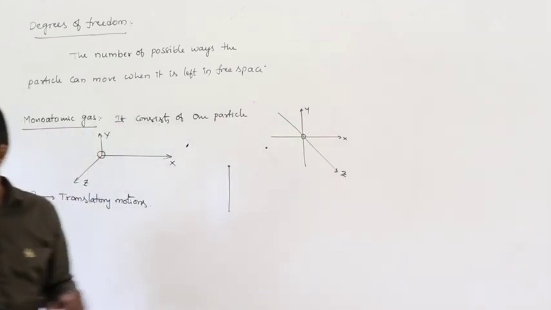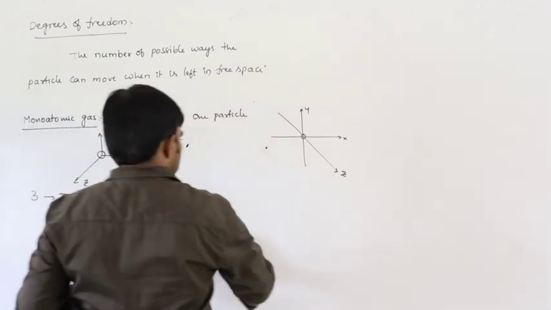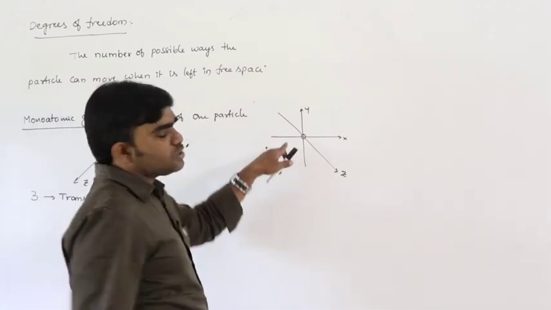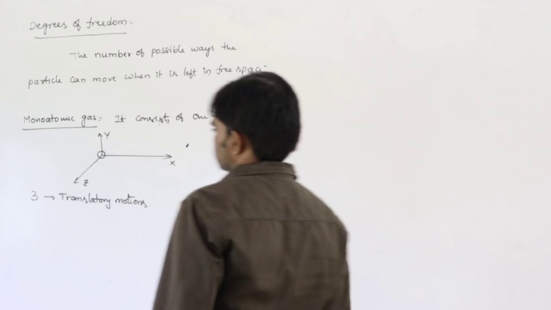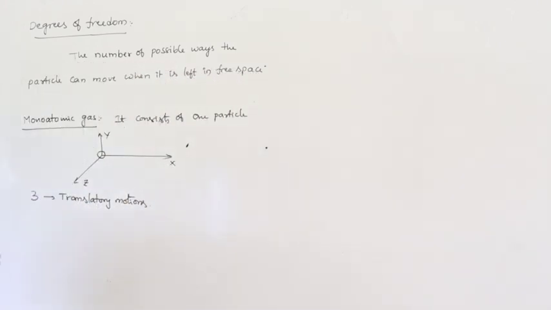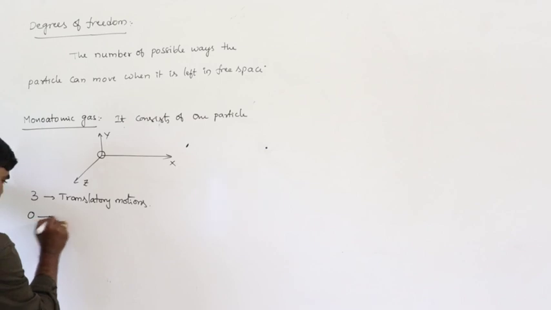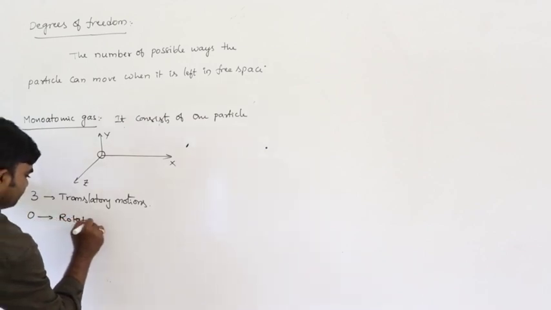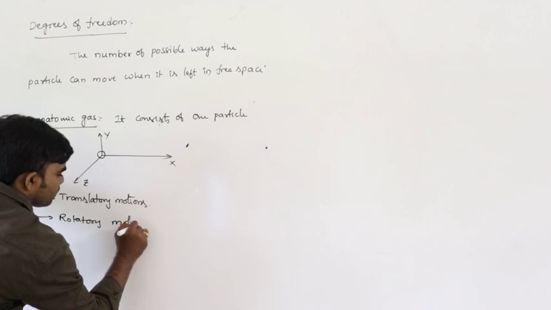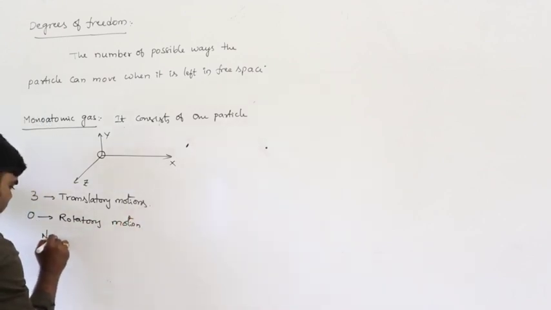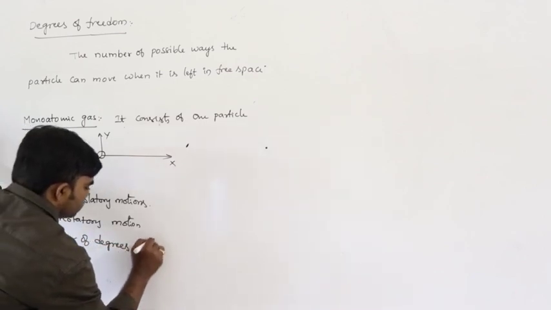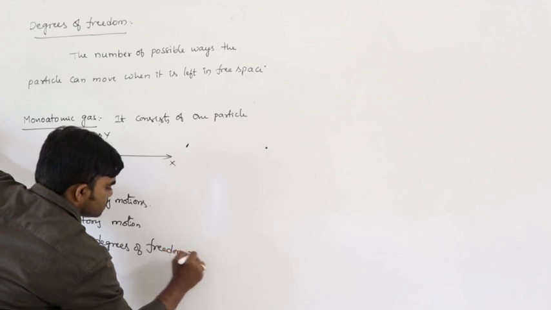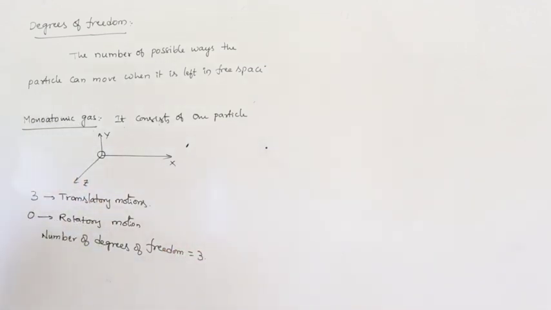So that's why for a single molecule, rotational motions are not considerable. So the rotational degrees of freedom are zero, zero rotatory motions. Therefore, the total number of degrees of freedom for a monoatomic gas is 3.